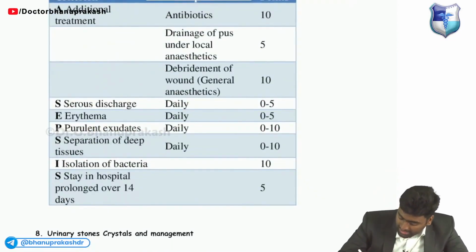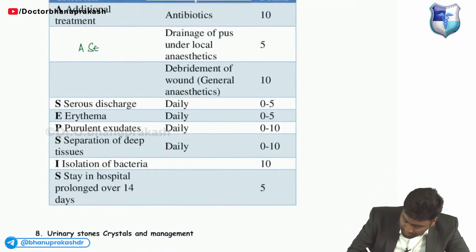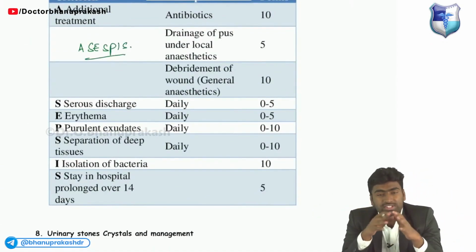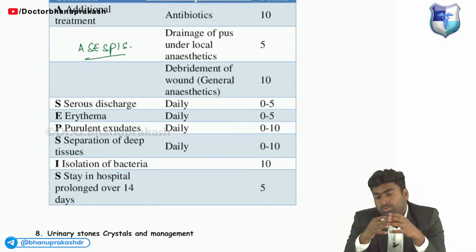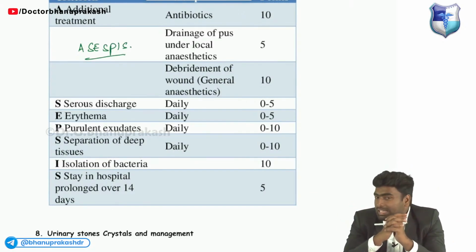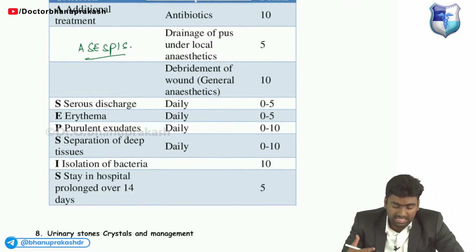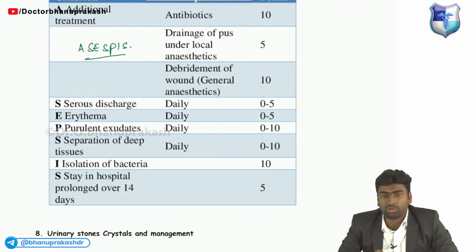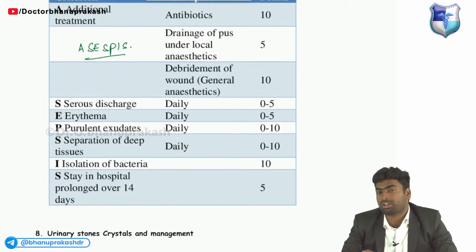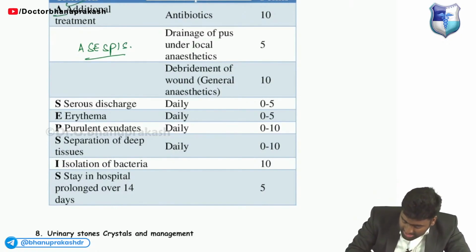And finally, if you can, then remember the asepsis score, about wound healing. Once you suture a wound, you need to know whether it is healing properly or not. Or whether you need any additional interventions to maintain the normal aseptic precautions or to promote normal healing. So this includes initially A for additional treatments, like antibiotics, drainage of pus if any is present, or debridement of the wound.